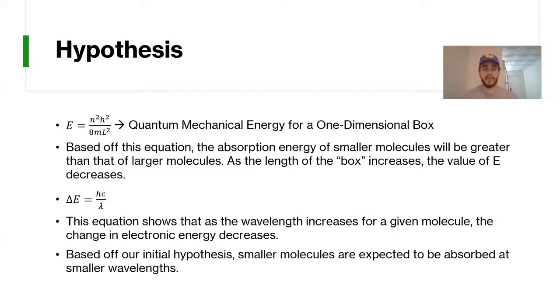So what is the hypothesis? This first equation is what characterizes the quantum mechanical energy for a one-dimensional box. Holding all else constant, as the value of L, the length of the theoretical box, increases, the magnitude of the energy will start to decrease. Based off the equation where the change in energy is equal to hc over lambda, as the wavelength increases, the change in energy will begin to decrease, signaling that smaller molecules are expected to be absorbed at smaller wavelengths.